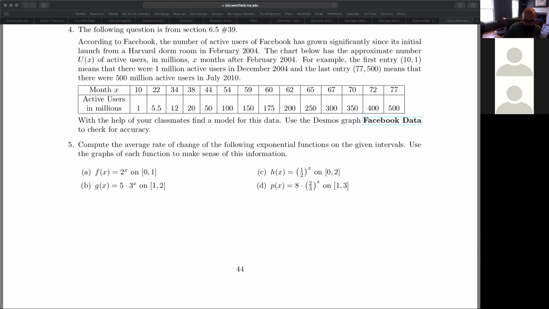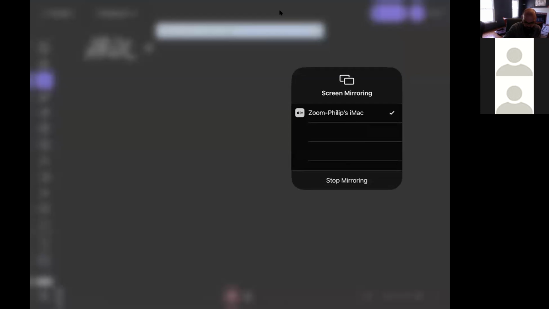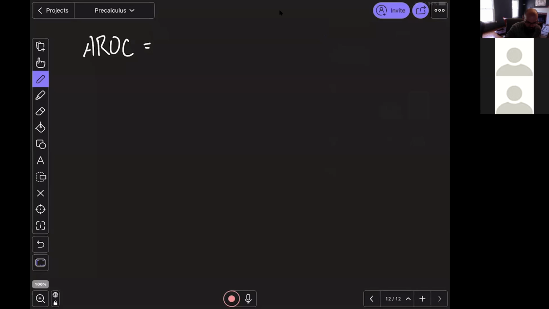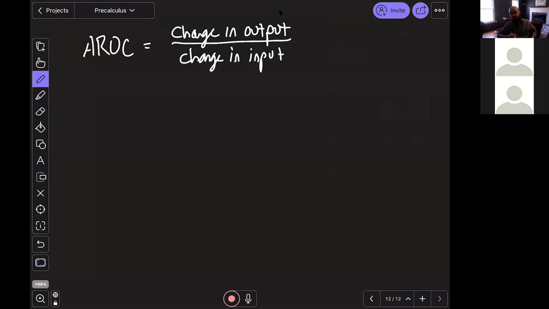Just to remind us of the average rate of change. It was, as Nick said, the change in output divided by the change in input. We can think about that, right? This is very similar, we related this back to slope. What is the slope of a line? How fast are our outputs changing compared to how fast our inputs are changing?